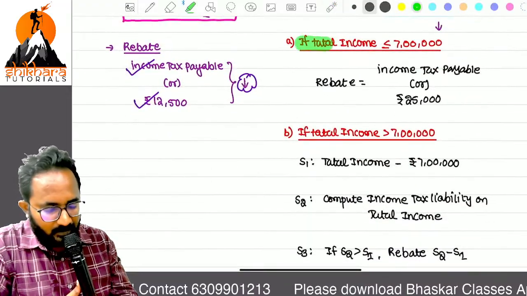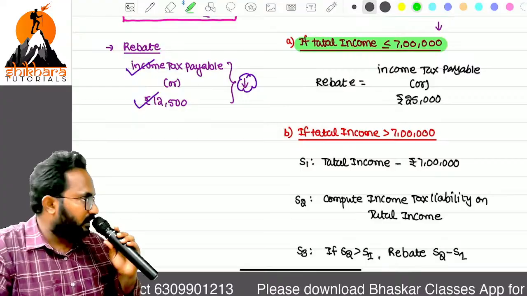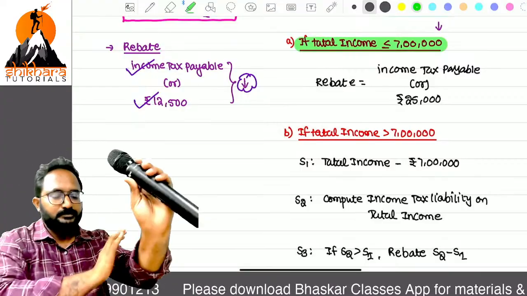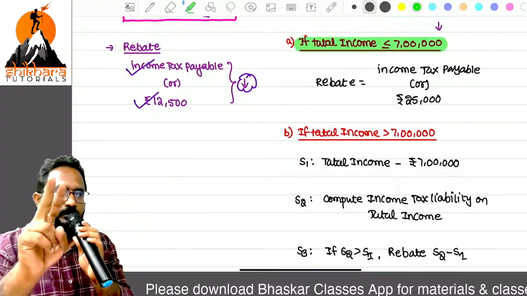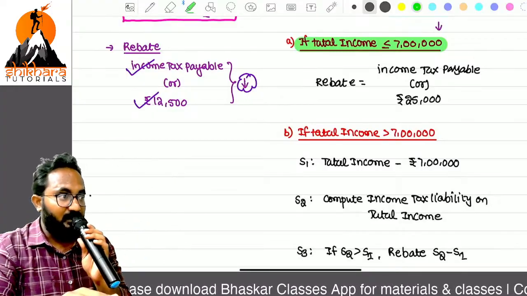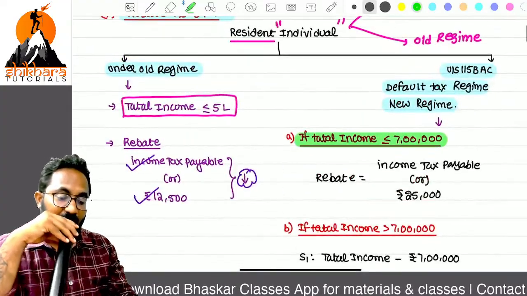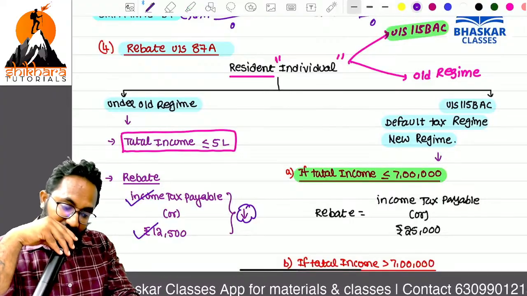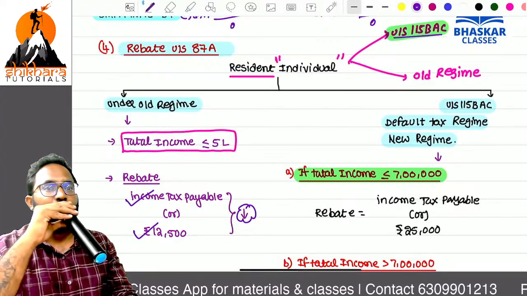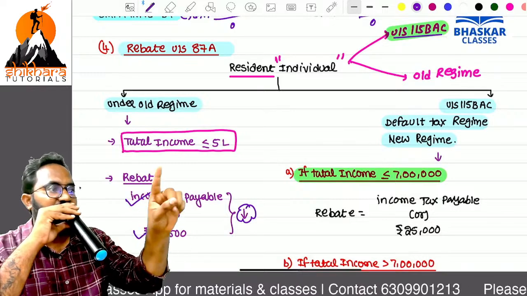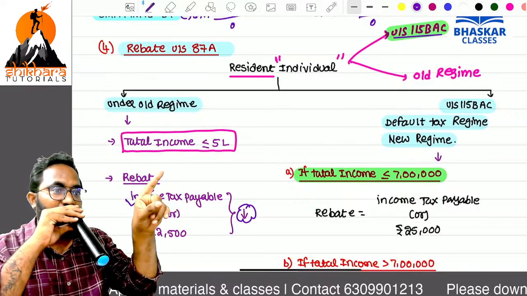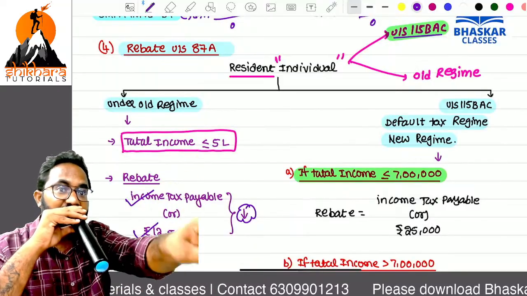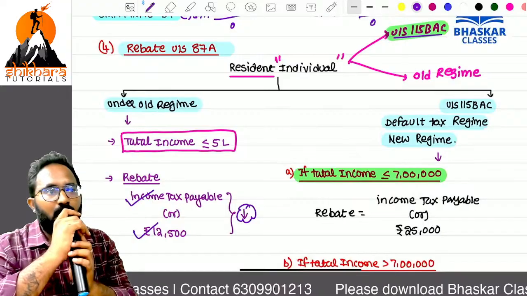So if total income is less than or equal to 7 lakh, you will get what, ma'am? Rebate. Here also resident individual only. Sir, 115 BAC is applicable for whom, ma'am? Residents as well as non-residents also. While you are applying 115 BAC, residential status is not a criteria, age is also not a criteria, but while you are claiming rebate, you must be a resident individual. Okay?